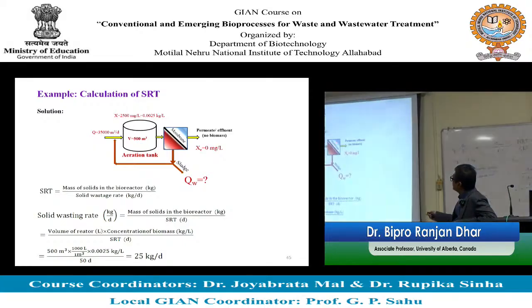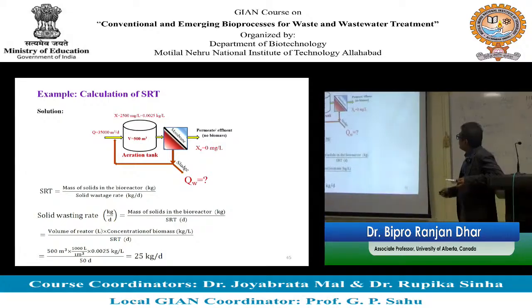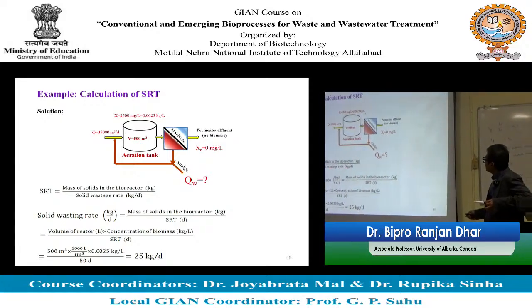So I put all the information there. The solid waste is actually what we want to calculate. If I divide the mass of solid in the bioreactor by SRT, I can calculate the solid wastage rate in the system, right? So we know the volume, we know the concentration of biomass, we know the SRT, 50 days. Typically for a membrane bioreactor, SRT is really high. So the sludge wastage rate is going to be 25 kilogram per day.